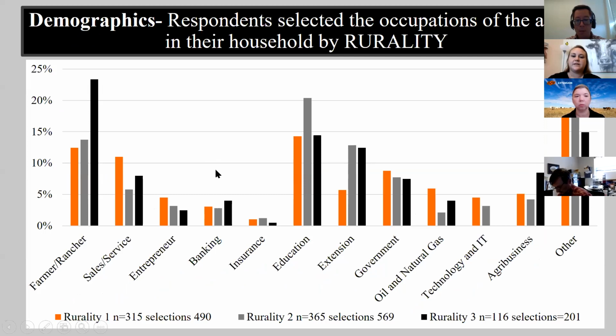Looking at the demographics by rurality, you kind of see what you expect. So this rurality group 3, which remember is the more rural area, has a high percentage of farmers and ranchers. Rurality group 2 has a big group of people that are in education. So that was pretty much to be expected.